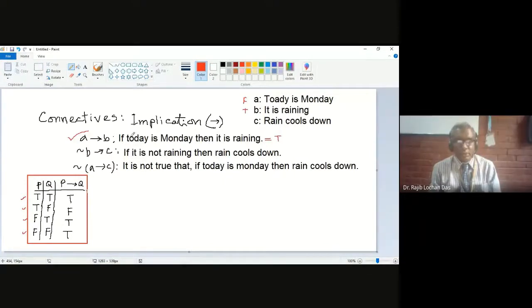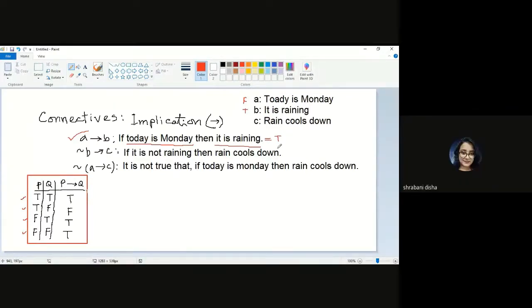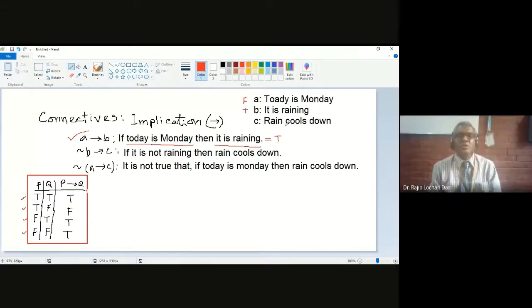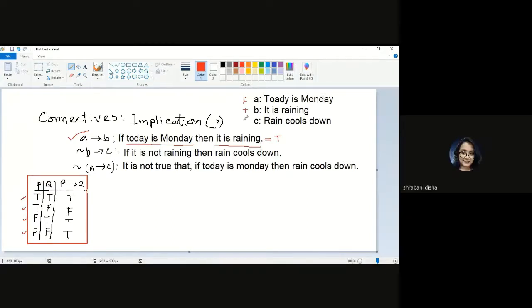Now you relate with this thing. If it is Monday, then it is raining. This part, it is Monday, is actually false, and it is raining is true, but you are writing true here, right? Rain cools down. Is it true or false? Sir, true.